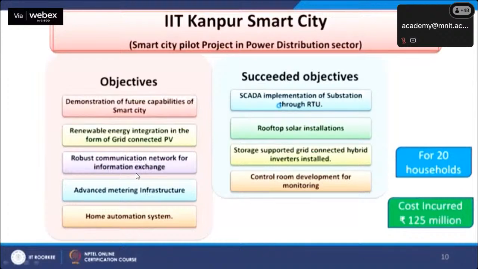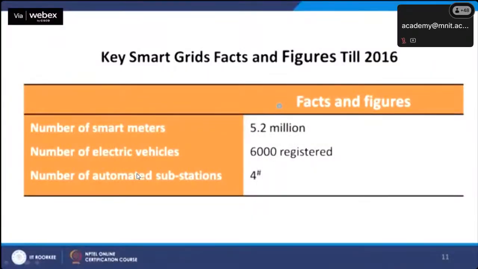So they have taken 20 households and tried to execute what kind of smart grid concept can be extended so that energy efficiency can be achieved. Now, key smart grid facts and figures: till 2016, the number of smart meters was 5.2 million and the number of electric vehicle registrations was close to 6,000. And there are 4 substations which are completely automated, and now many substations are coming up in this direction.